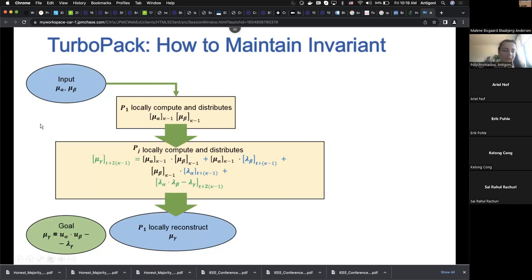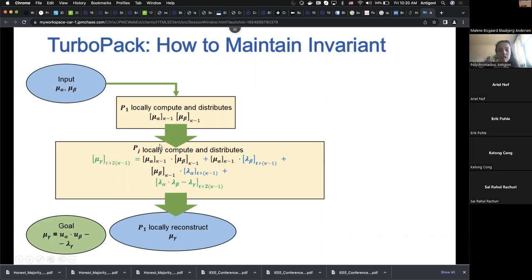Let's say from the previous gate we are getting m_alpha and m_beta, which already follow the invariant. Remember, the king is supposed to have these values from the previous layers. So what the king does is generate a secret sharing of m_alpha and m_beta with degree k minus 1, and this is what it sends to all the other parties.